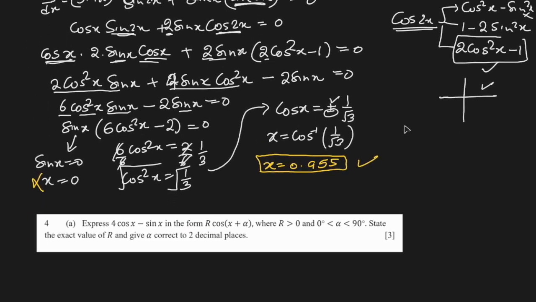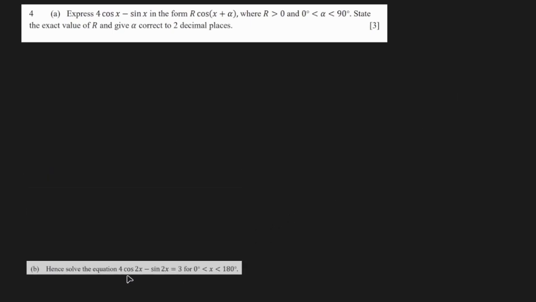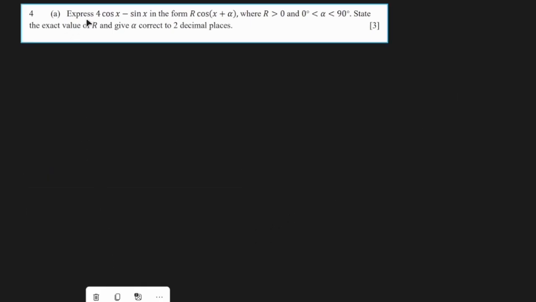Alrighty, question number 4 is this. Express 4 cos x minus sin x in the form r cos(x + alpha), where r is positive and alpha is between 0 and 90 degrees. So we'll have to set our calculators to degrees now. State the exact value of r. There is a shortcut for this, but I will give you the detailed method of the way it is done.